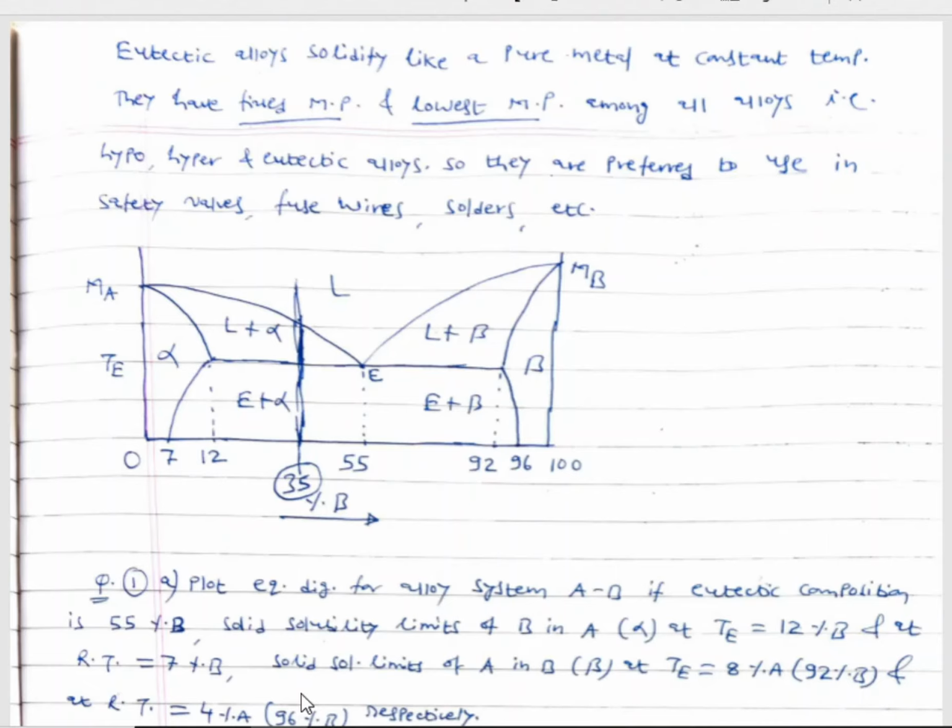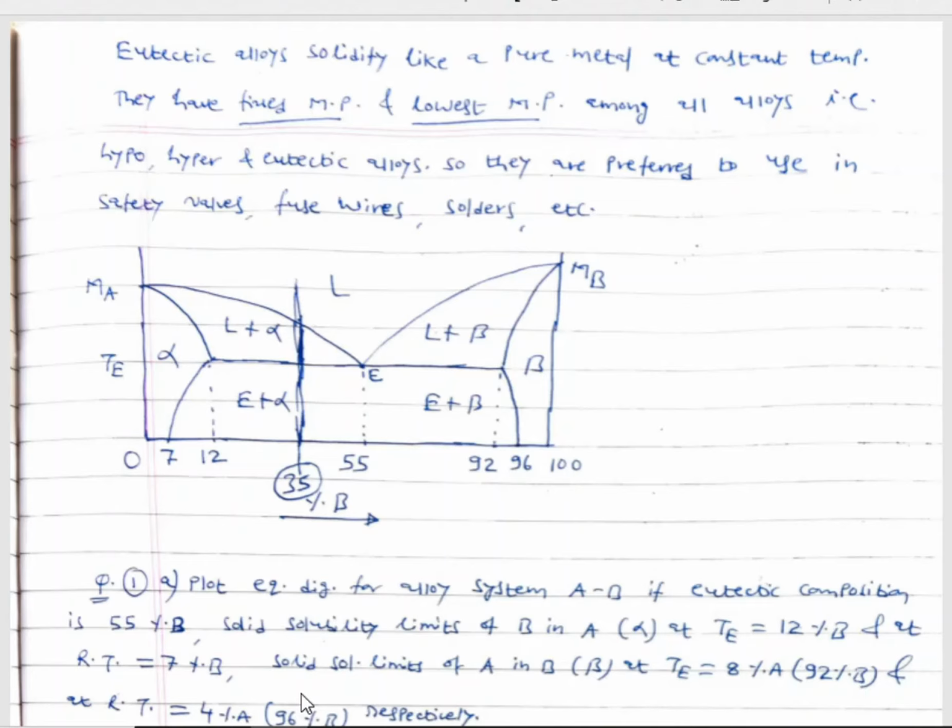So number one, it is the lowest melting point, and number two, it is a fixed melting point. That's why eutectic alloys are used for making safety valves, electric fuse wires, and solders, because for all these applications we want the material to immediately freeze, or at the lowest melting point it will melt and keep the other devices safe. So for these applications eutectic alloys are preferred.